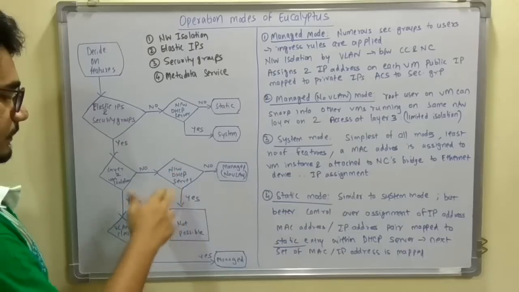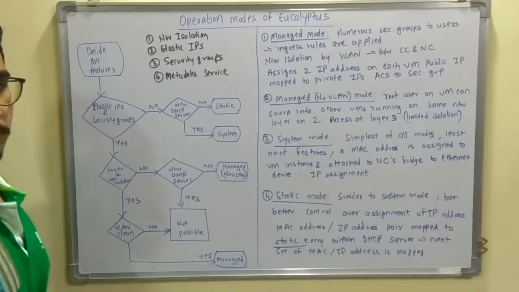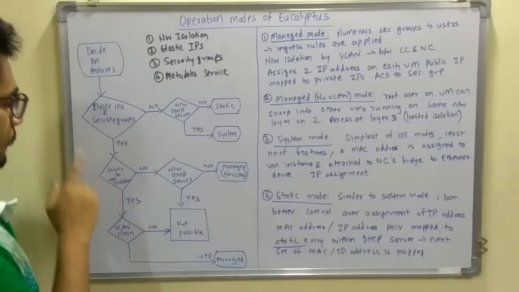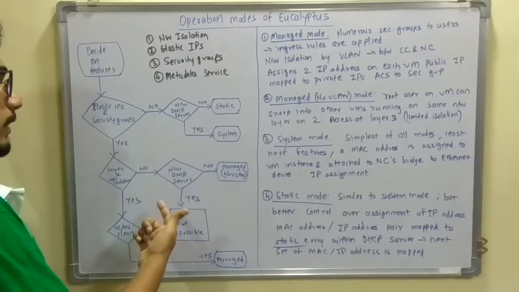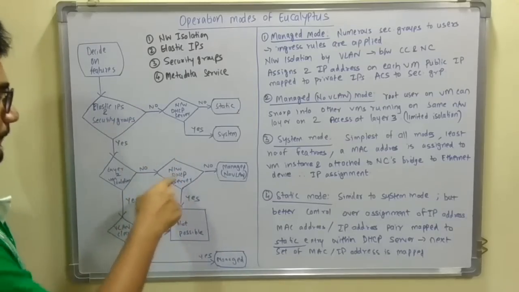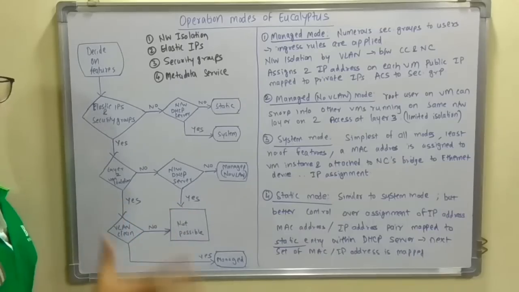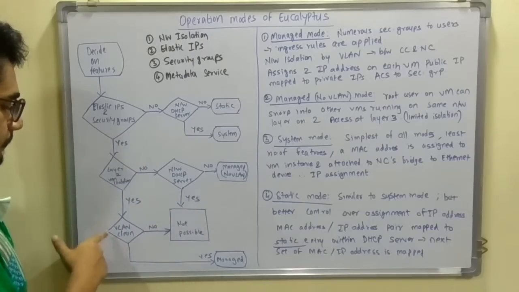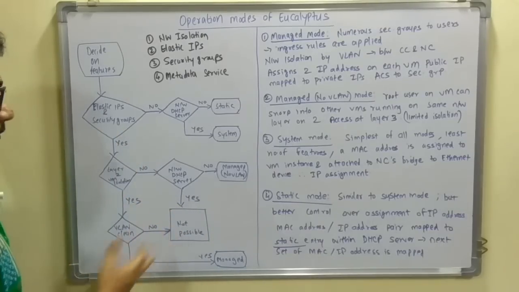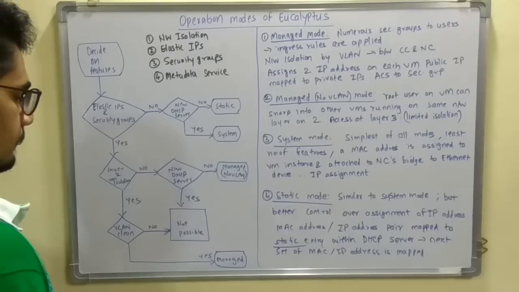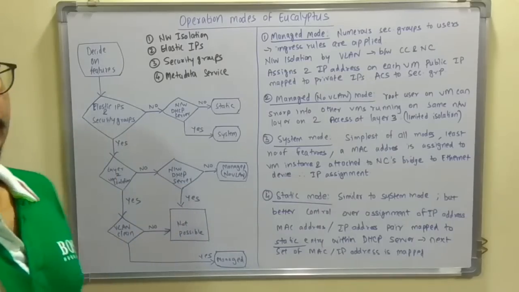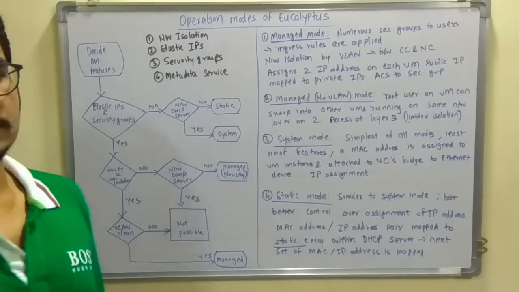Similarly, if this is not possible, then this is also not possible. From layer 2 network isolation, you cannot go to a network DHCP server, and from here you cannot have any kind of modes. Similarly, from VLAN clean, also you have no modes possible. So, well, that's about the operation modes of Eucalyptus in cloud computing.